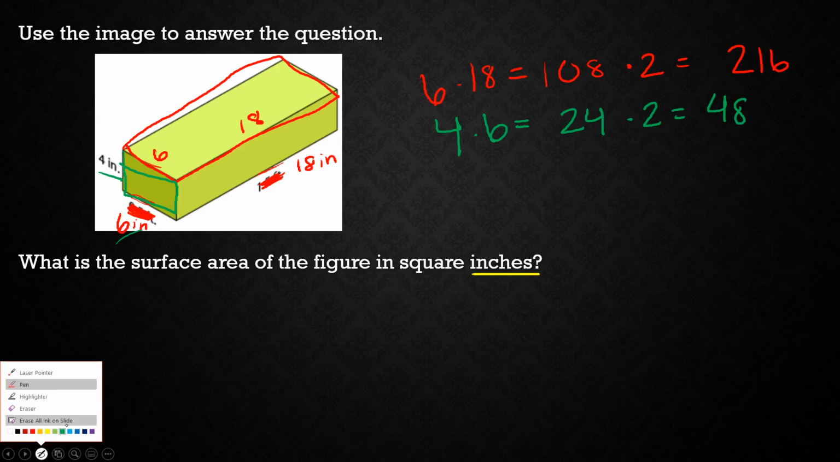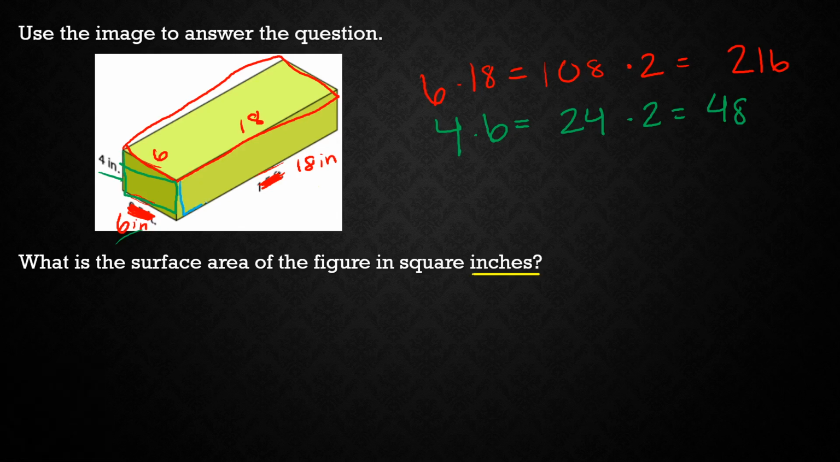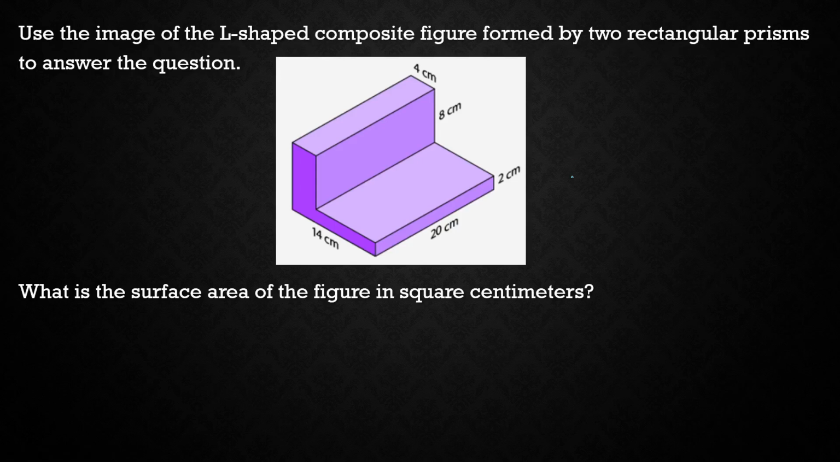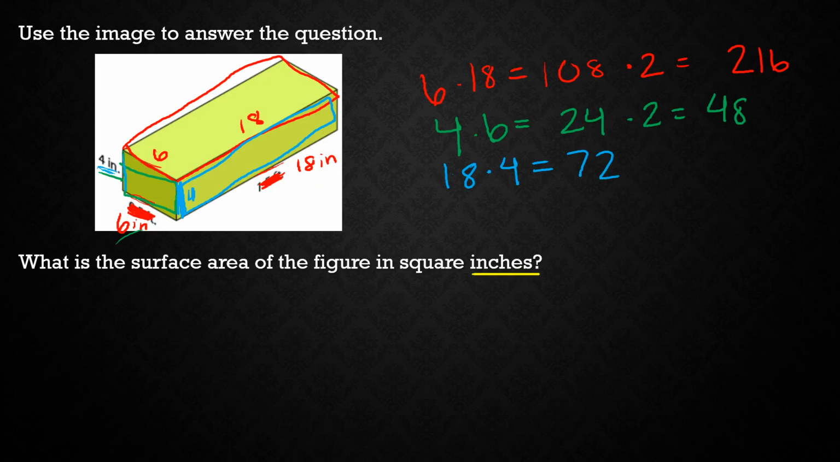And then let's do the front side. So it's going to be this right here. So this bottom side I know is 18. This side over here, if I look over here, this side is 4, which means this side is also going to be 4. So I'm going to have 18 times 4. Again, we can pull back our calculator to help us out. So I'm going to do 18 times 4, and that's going to give me 72. Multiply that by 2, and that's going to give me 144.